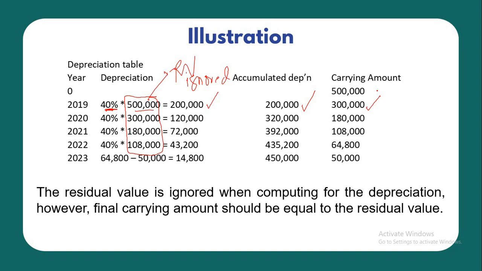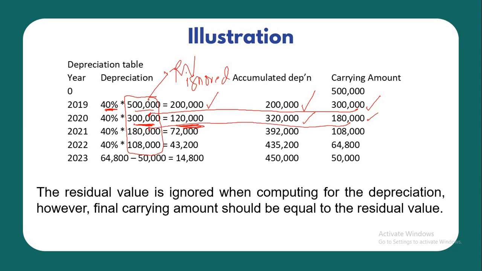Same process for the second year. This will be your basis for the next year's depreciation. So, 40% times the declining balance, 300,000. So, your depreciation sa 2020 is 120,000. Accumulated depreciation is 320,000. And carrying amount is 180,000. And again, parehas lang gihapon.